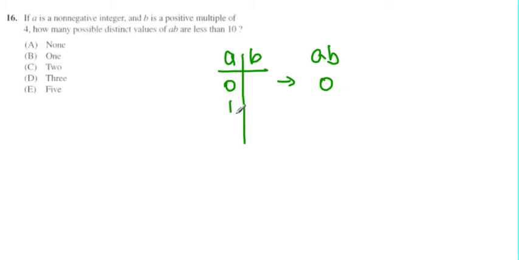How about a equal to 1? Then b can be 4 or 8. So we have two options, 4 or 8. If a is equal to 2, then the only option is b being equal to 4. So that's still 8. We have three options.